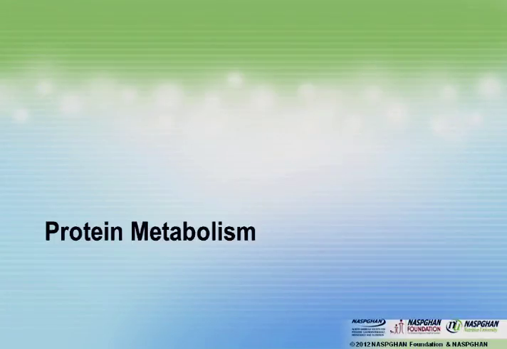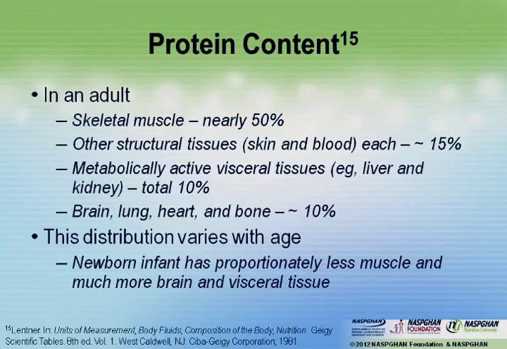Moving on to protein. In an adult, skeletal muscle is roughly about 50%. Whereas if you look at the last part of the first bullet, it says brain, lung, heart, and bone is about 10%. This, from our perspective, because we take care of children, the younger you are, the distribution changes. Kids have big heads because their brain is relatively large. They have far less muscle. So they have a lot more protein contained in their brain and viscera.